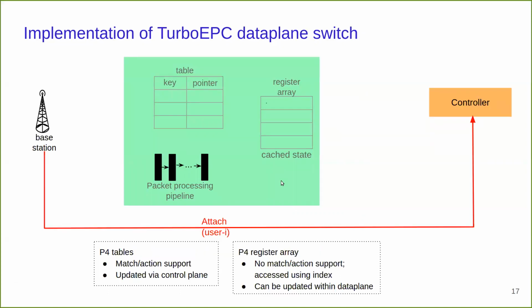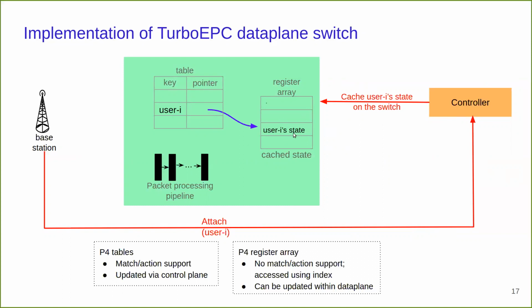When user I sends an attach message, the message is processed by the core. The offloadable state is then cached on the switch using the P4 table and P4 register array data structures. The P4 table stores the user state as a key-value pair, where the key is the user ID and the value is the pointer to the register array, where the user state is stored.